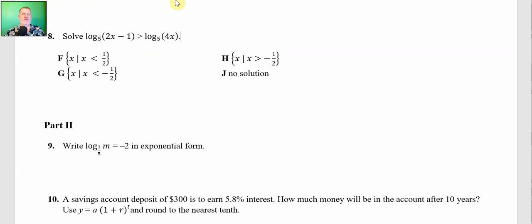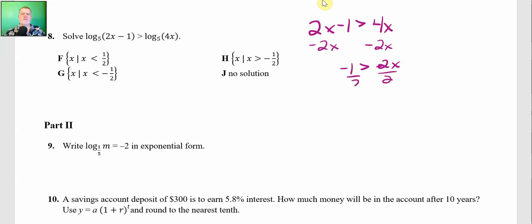Bases are good. Log base 5, log base 5. So we just got to set the expressions equal to each other. Not equal, because this is greater than 4x. Alright, I'm going to solve it like normal. Subtract 2x from both sides, and we're going to get 2x, right? Because 4 minus 2 is 2. Divided by 2, I get this expression right here, that negative 1/2 is greater than x. I like to draw the x first, because it's just easier for me to think about. And again, I'm going to flip the sign around, going to go with the negative 1/2. So this says x is less than negative 1/2, which you see right here.